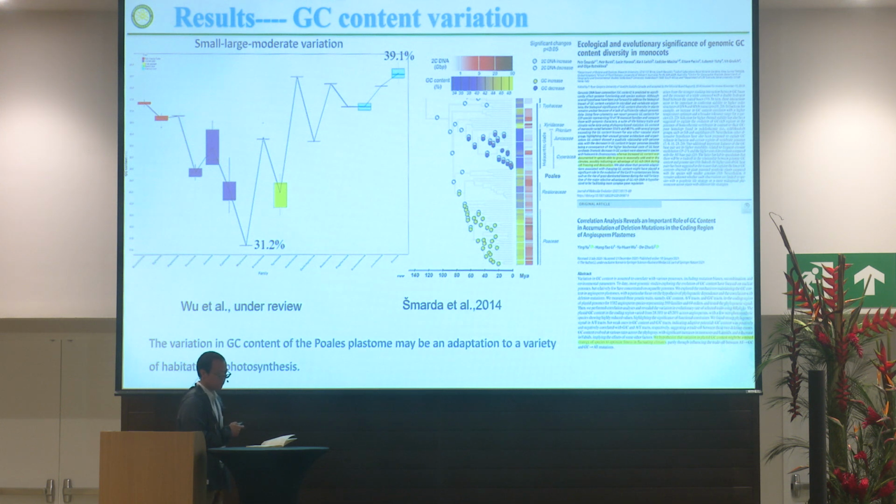There's also large variation in the GC content, as you can see in this map, which is parallel to those found in the nuclear genome. This may reflect their adaptation to a variety of habitats.